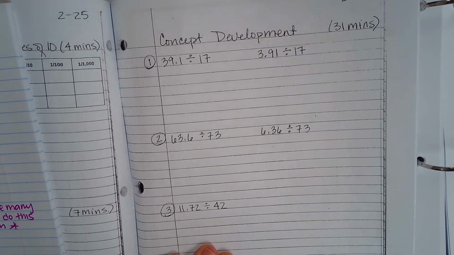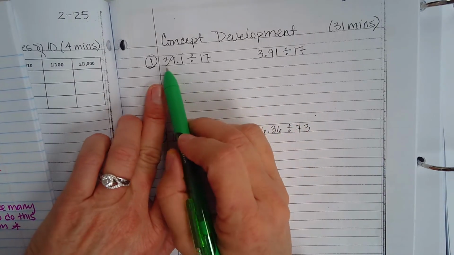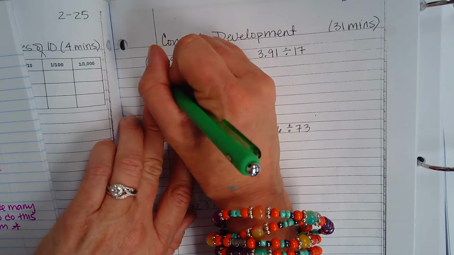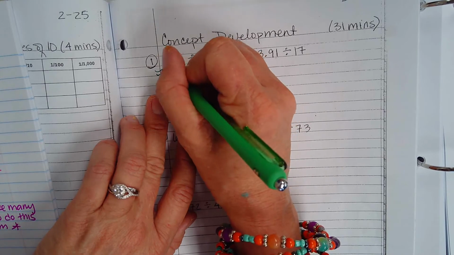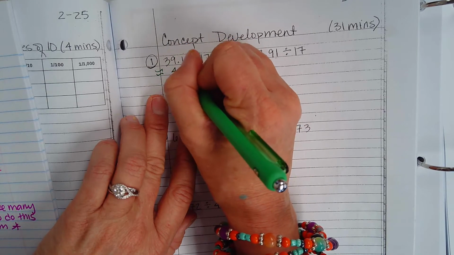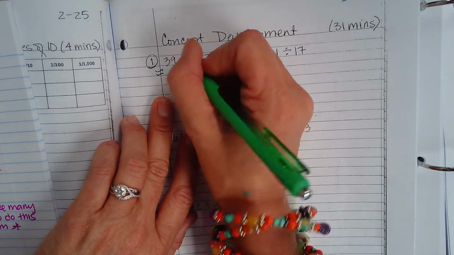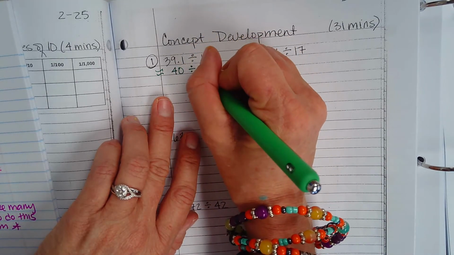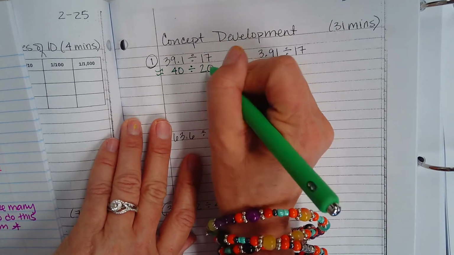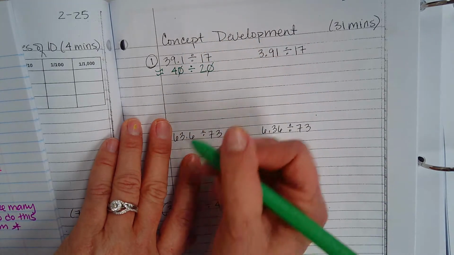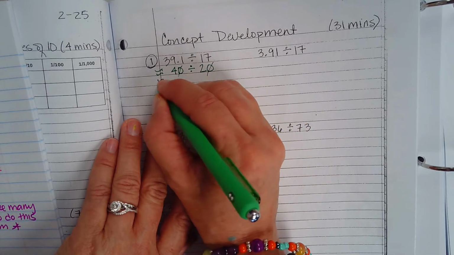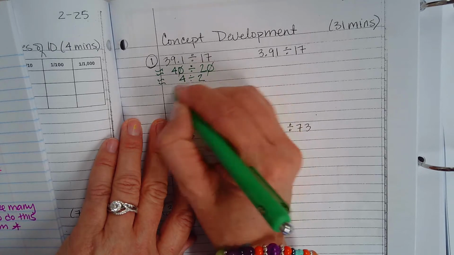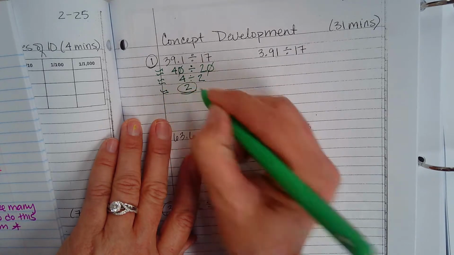All right, so what we're going to start with is 39.1 divided by 17. So what we're going to do is estimate. 39.1, we could just round to 40, right? And you would round 17 to 20. Now, we could cross off our zeros, and 40 divided by 20, which is 4 divided by 2, is 2, right?